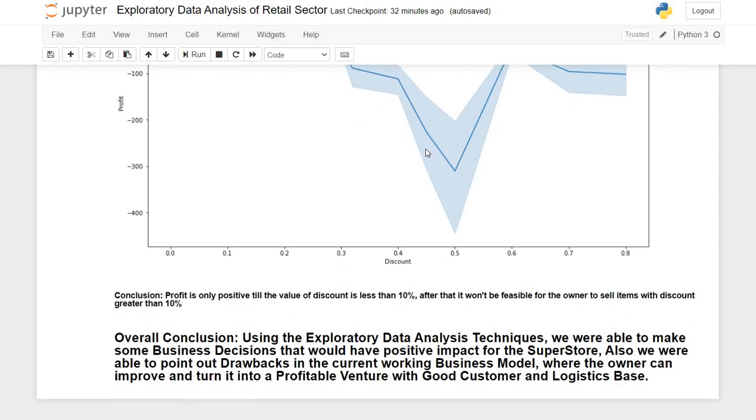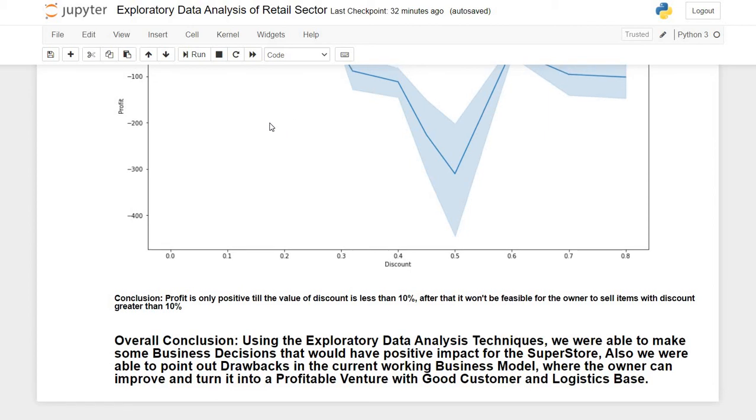Now, overall conclusion from these exploratory data analysis techniques, we were able to make some business decisions that would have a positive impact for the superstore. Also, we were able to point out drawbacks in the current business model, where the owner can improve and turn it into a profitable venture with a good customer and logistics base.